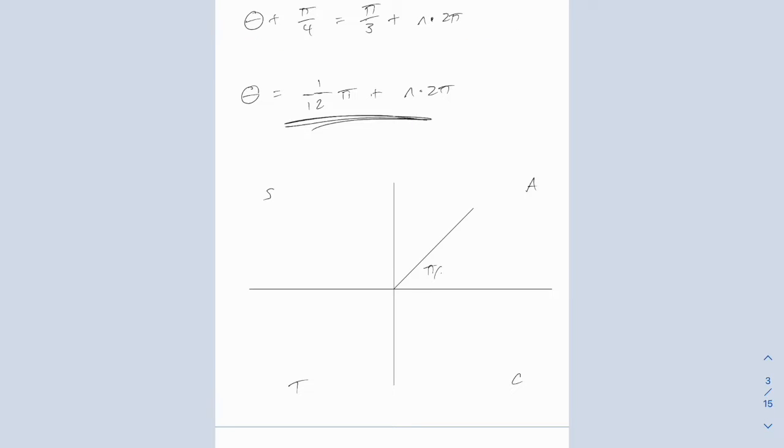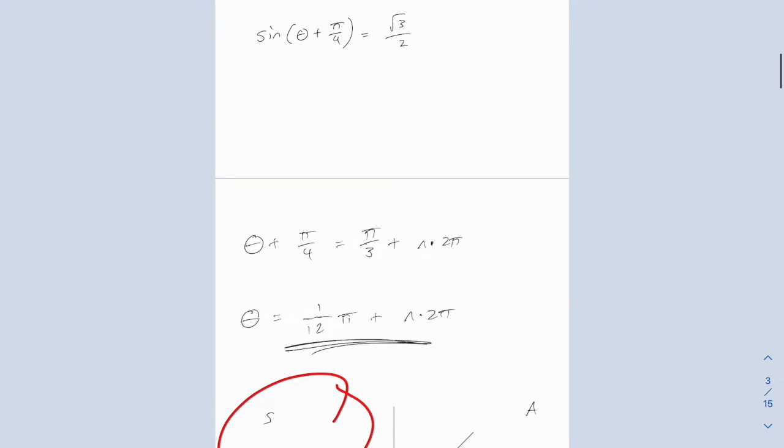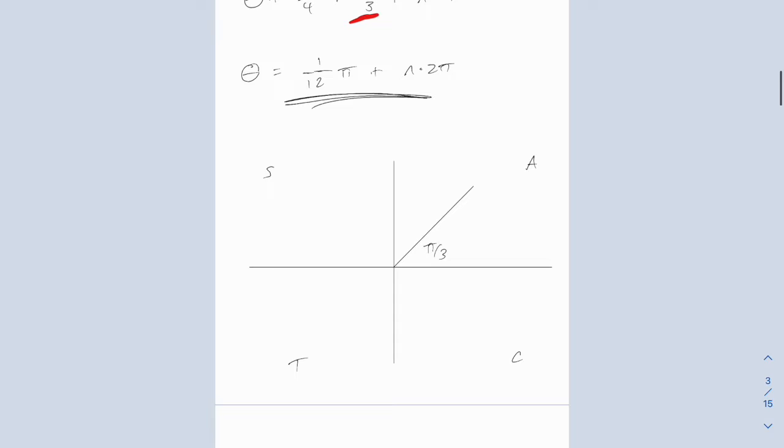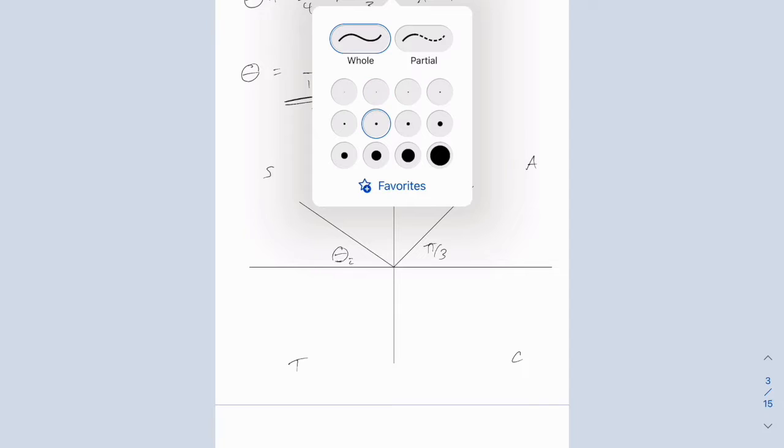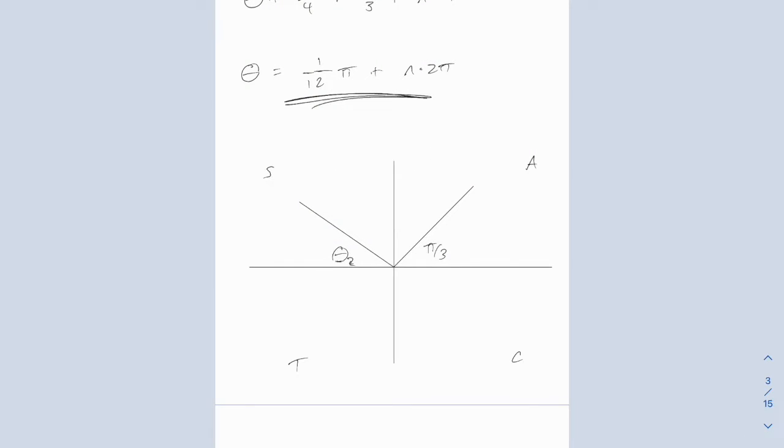So we put pi over 3 there. Now remember, the quadrant represents where the function is positive. So this is where all the functions are positive. This is where tan is positive, this is where cos is positive, and this is where sine is positive. So where are we going to put the second angle? What's going to be in this one, right? Because the sine angle is positive. So this is going to be our second angle over here, theta 2.